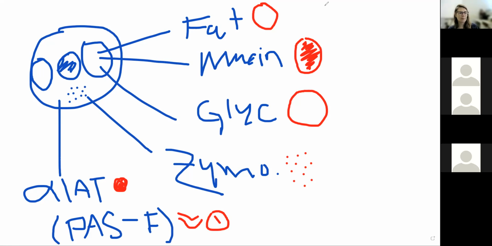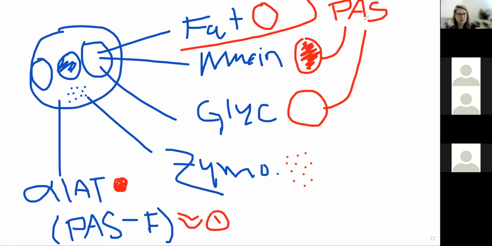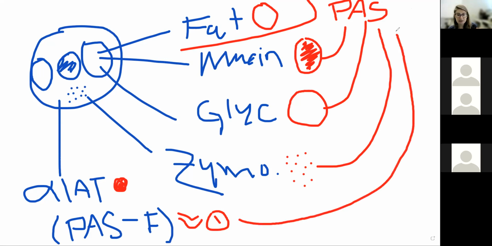Okay, so what happens when you apply a PAS stain, a periodic acid-Schiff stain? All of these will pick it up. You're going to see positivity for mucin. You're going to see positivity for glycogen. You're going to see positivity for zymogen. You're going to see some positivity in the fungal cell walls. You're going to see positivity in the alpha-1 antitrypsin. All right, we're going to get rid of that for now.